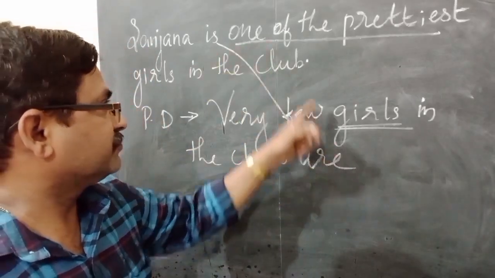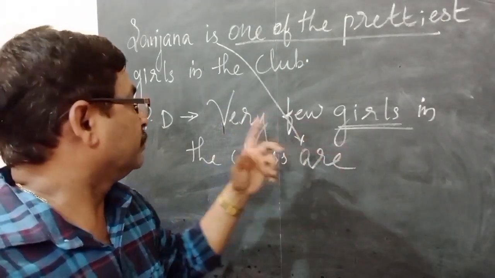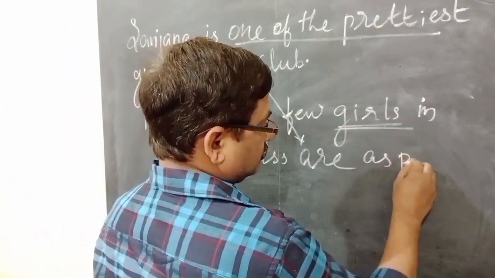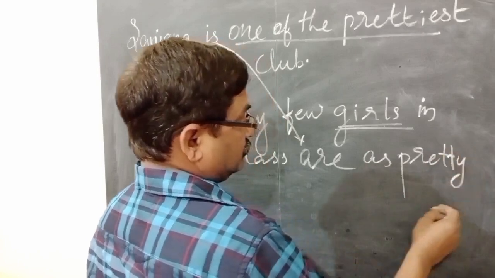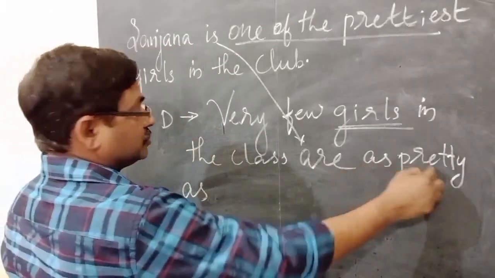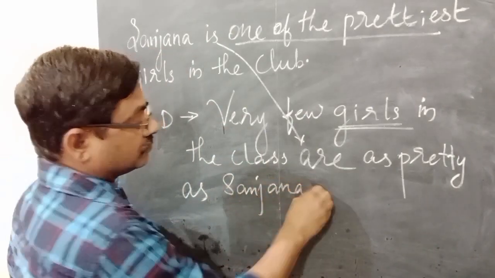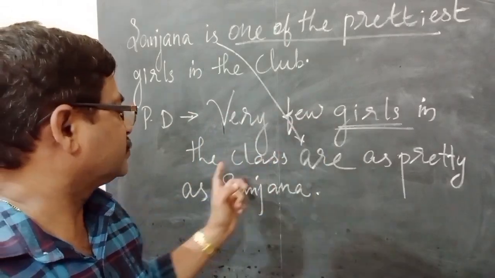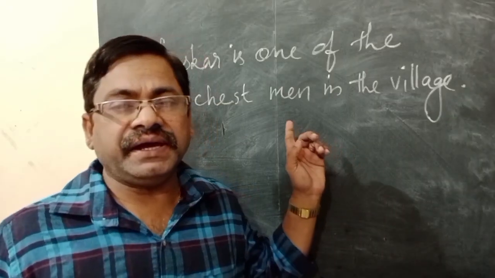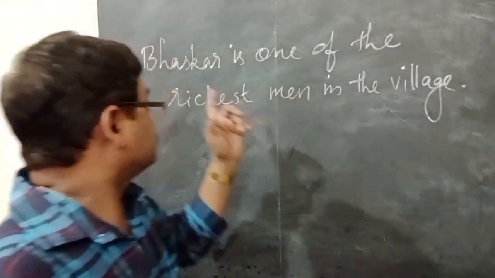Next, as usual, verb is followed by adjective. Here we are writing the positive degree, the positive form. Pretty, prettier, prettiest. So pretty, as pretty as the subject. Finished. Very few girls in the class are as pretty as Sanjana. In the same way, we can transform this question into comparative form.